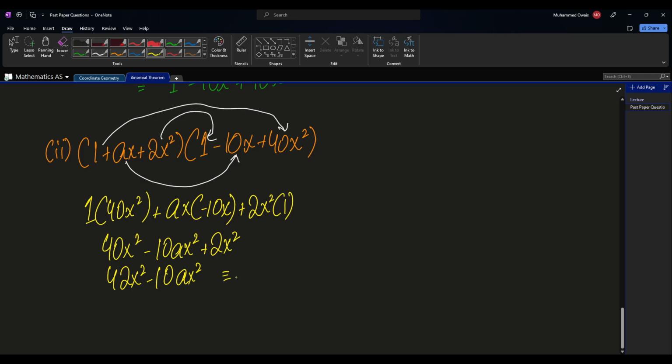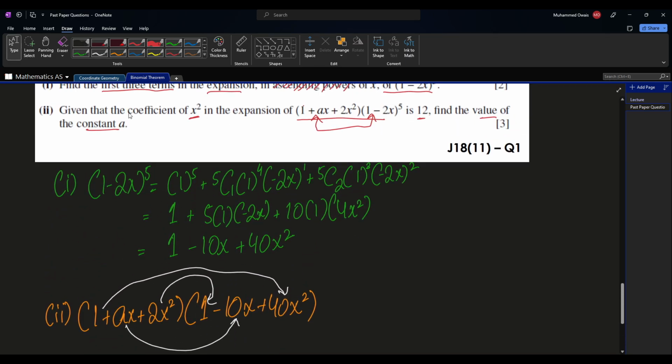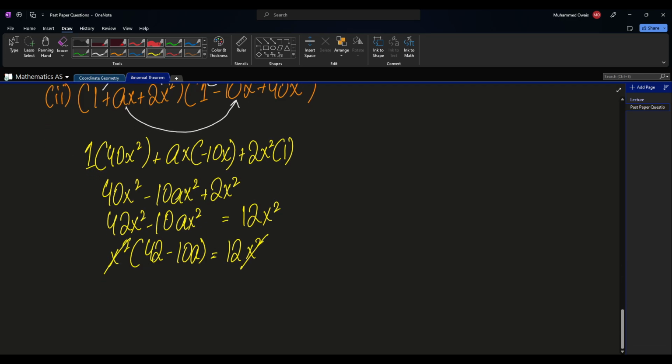Alright, so this is now equals to 12x square, right? Because we need to find the coefficient. They've told us that the coefficient of x square is 12, so we'll just use that. So here we need to make this a coefficient, so what we can do is take x square as common here. So 42 minus 10a equals to 12x square. Now then you could just cut these x squares with each other. So this gives us 42 minus 10a equals to 12.